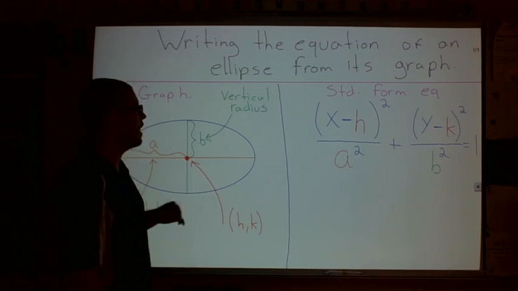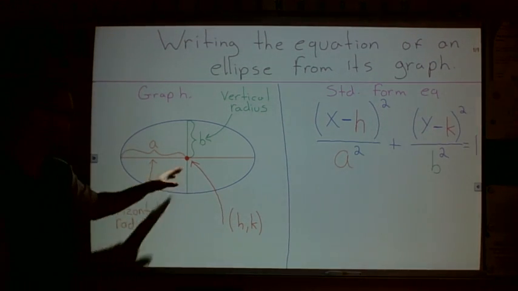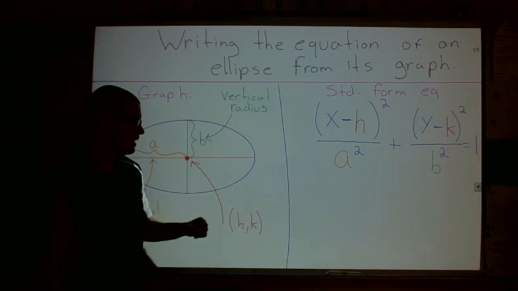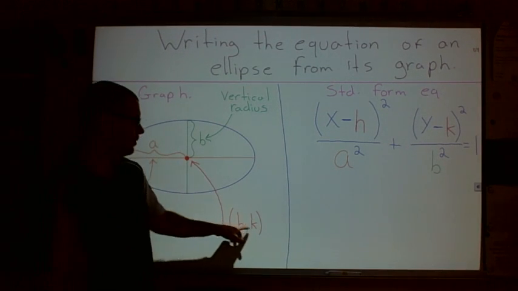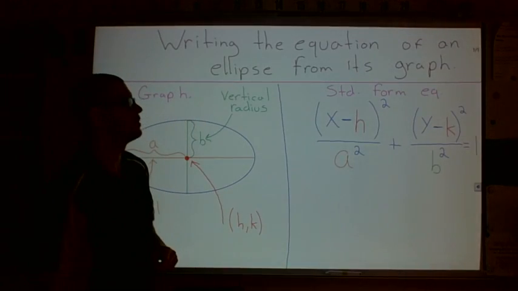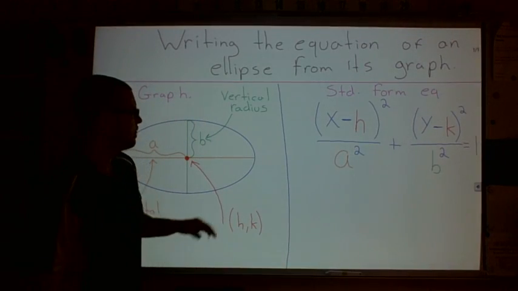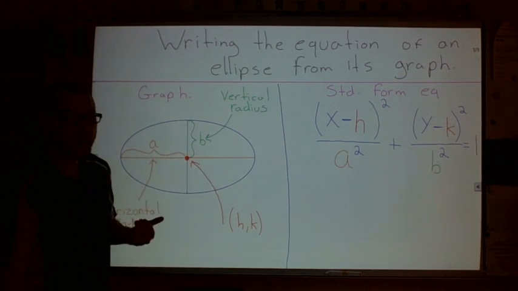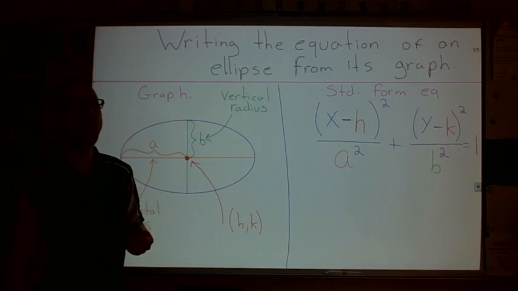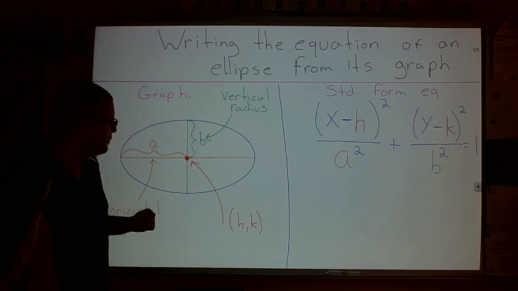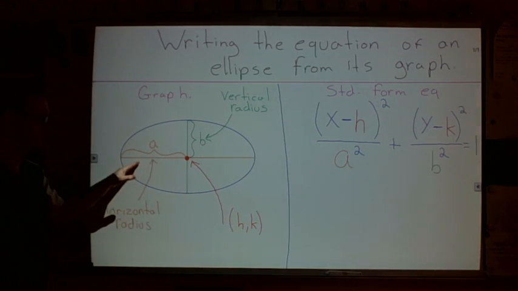So now we're going to look at the graph and see if we can identify these things. The center here is just going to be the ordered pair, (h, k). You'll notice it's color-coded, so the center in red, the values that go in the equation also in red. My horizontal axis, which may or may not be the major axis. It might be the longest one, it might be the shortest one, we don't know.